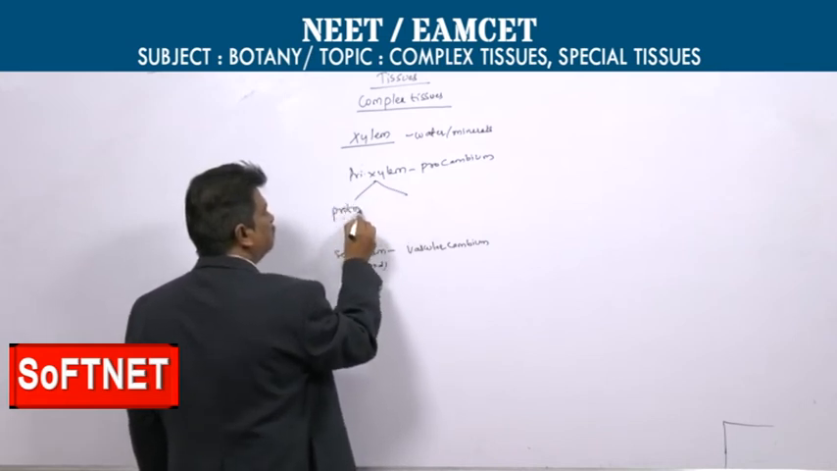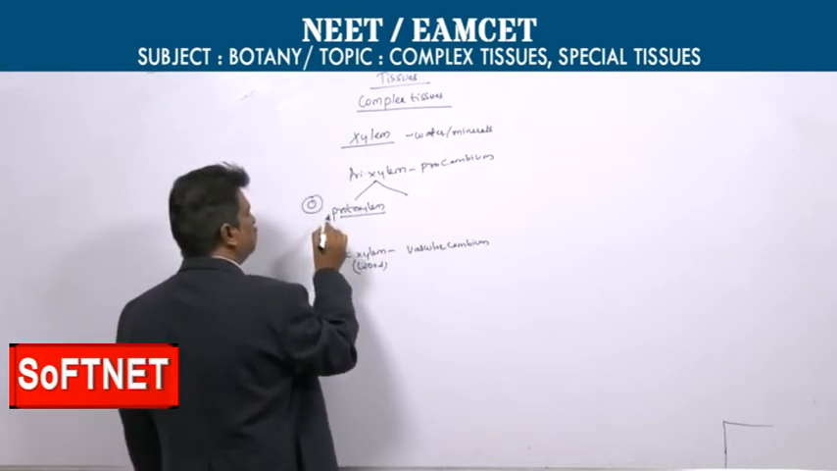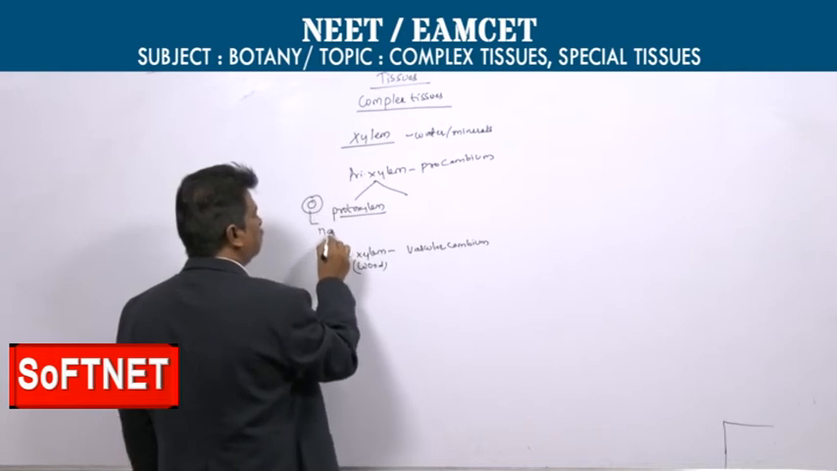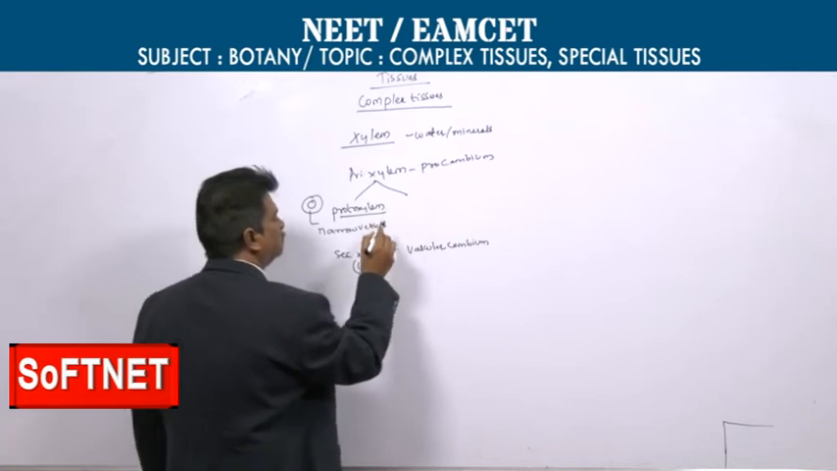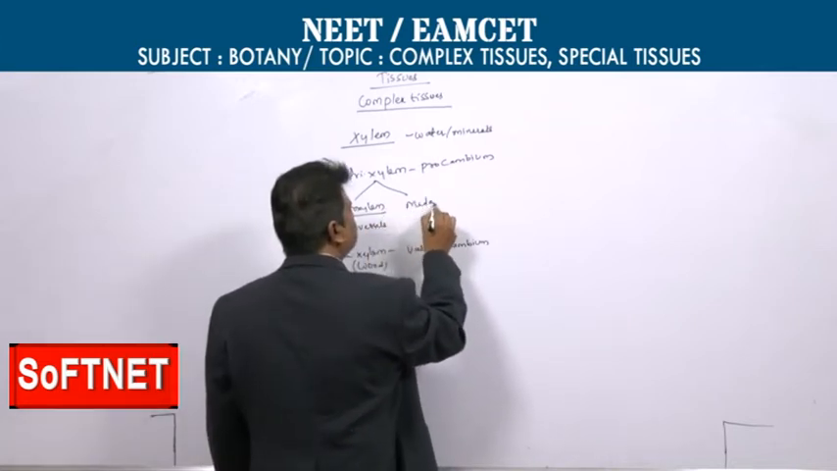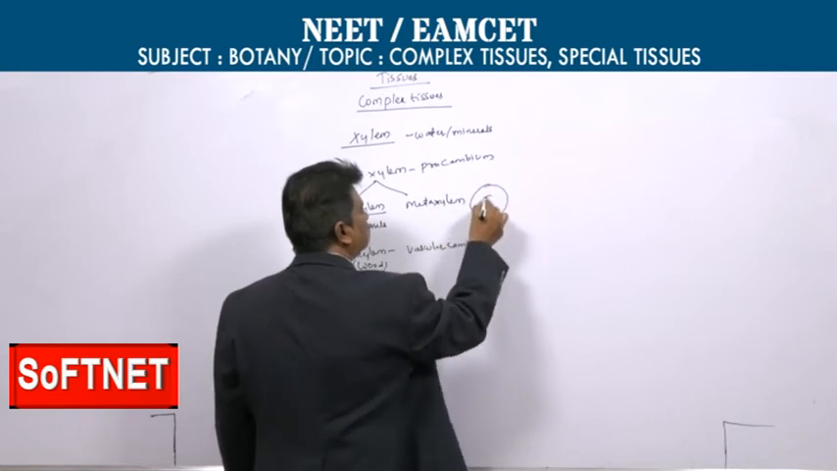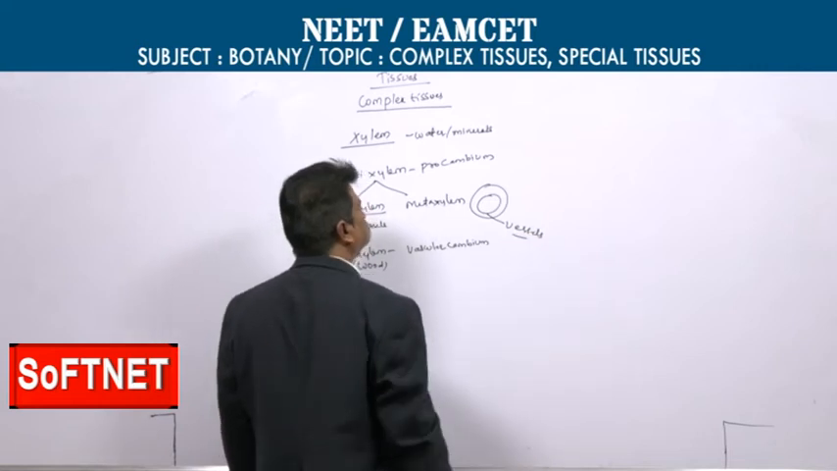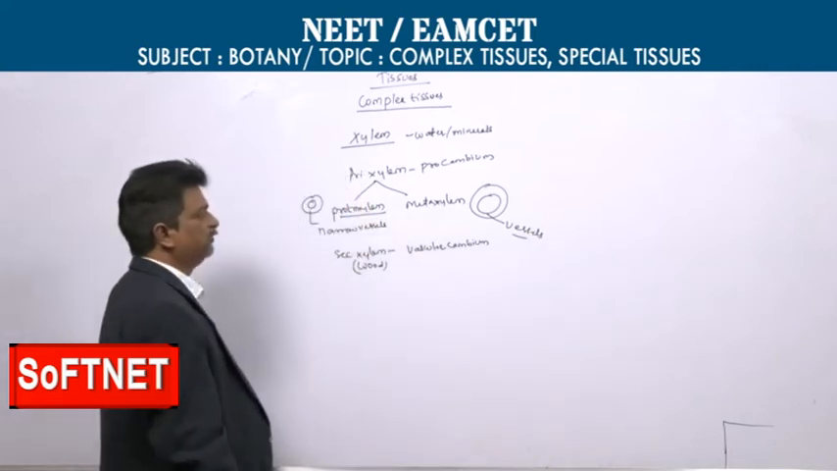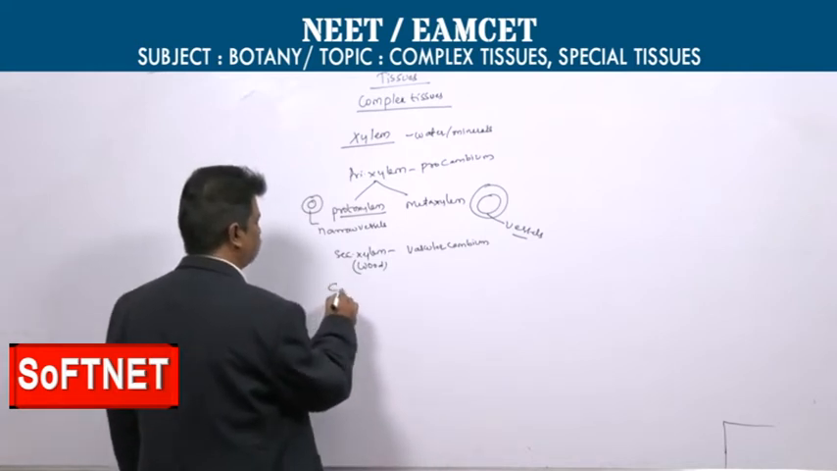Primary xylem is of two types. One is protoxylem, the newly formed xylem. Generally, protoxylem contains narrow vessels. The second one is metaxylem, the later formed xylem. This metaxylem contains broad vessels. Then xylem differentiation. Xylem differentiation is of two types.